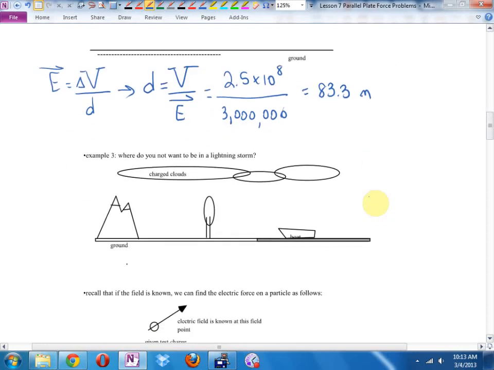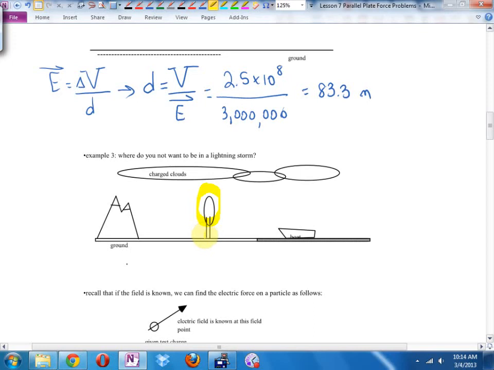So example 3, you may know this, but now you know why. Where would you not want to be in a lightning storm? Okay, first of all, this would be bad because it's reduced the distance required for ionization to occur. So you might be safe right here, except the lightning's not going to hit you.